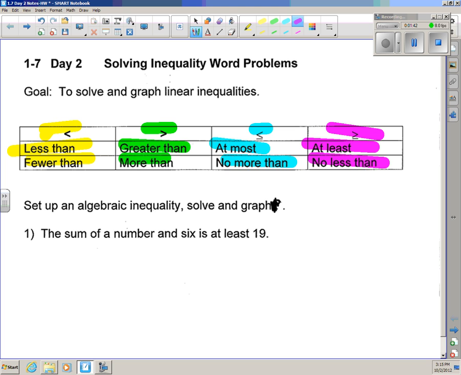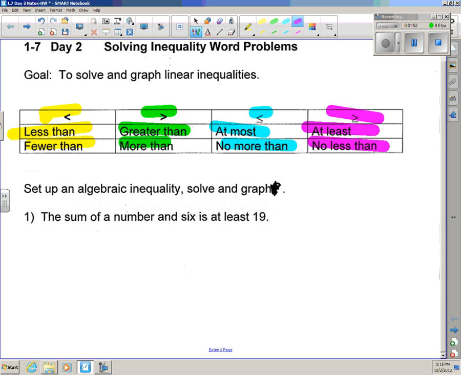So what we need to do here now is set up an algebraic inequality, solve it, and it wants us to graph as well. We'll graph some of the ones, but then we won't graph all of them because some of them are not that important. But the idea here is the sum of a number and 6 is at least 19. So just to get into the habit, it doesn't say to define the variable, but x is the number that we're looking for.